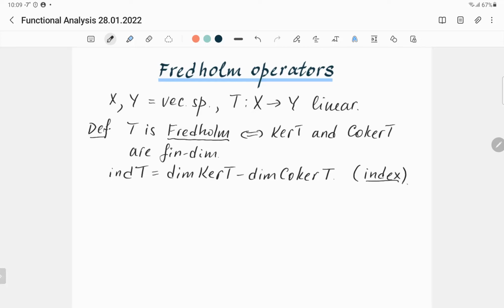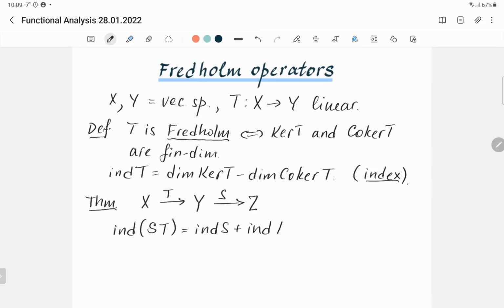And we proved the following important additivity property of the index, which states that if we have two operators, operator T from X to Y, and operator S from Y to Z, then the following formula holds. The index of ST equals the index of S plus the index of T.